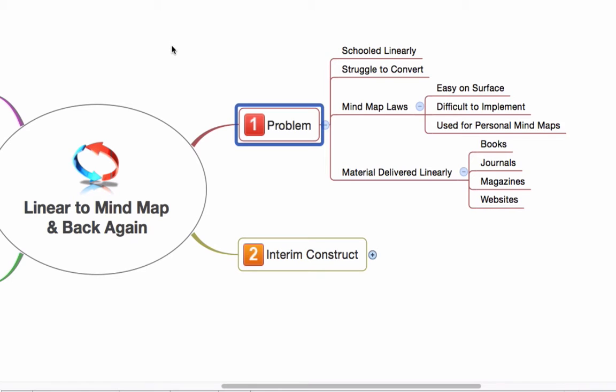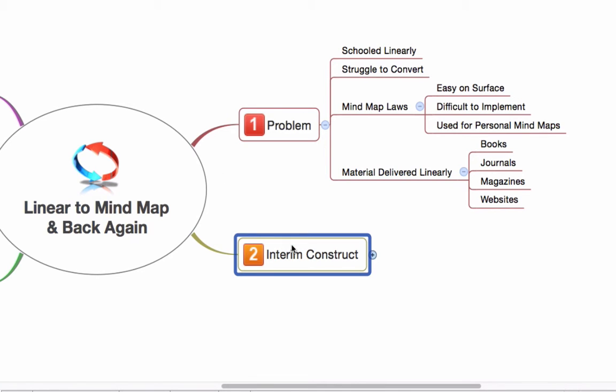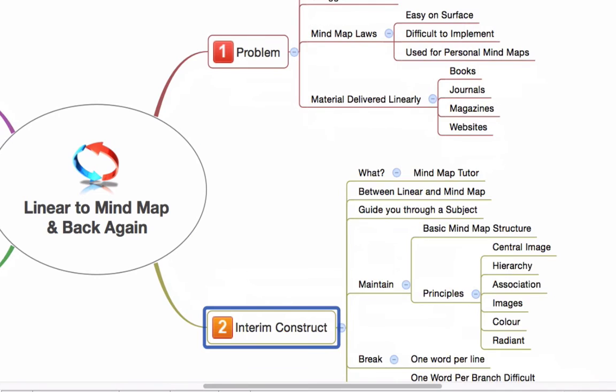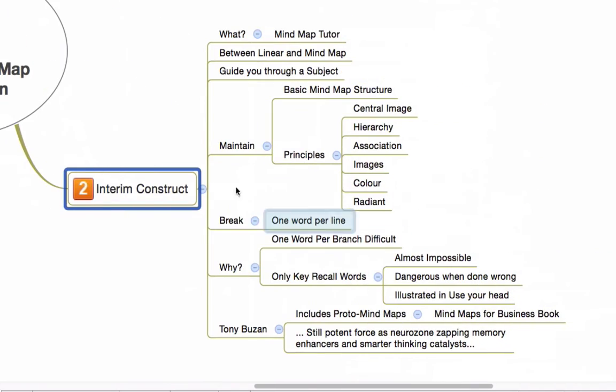Now, because I had this problem, I tried to figure out what's the best way for me to actually move from the linear world to the mind mapping world. So I created an interim construct which sat between the linear world and the pure mind map. And I call this a mind map tutor because a tutor actually guides one through a subject, and that's exactly what these mind map tutors became. They were guides through the various topics that I tackled, and I felt I could tackle any topic and put it into a mind map tutor that I could actually share with others.